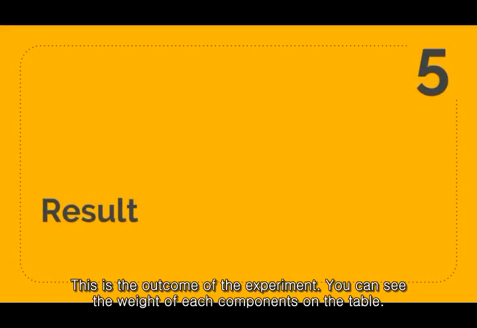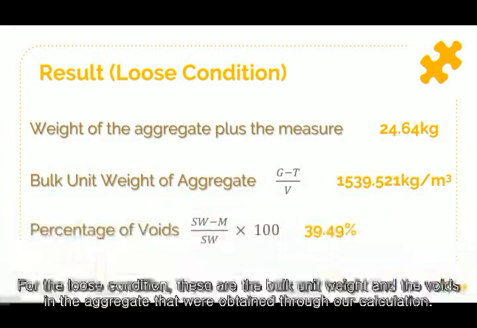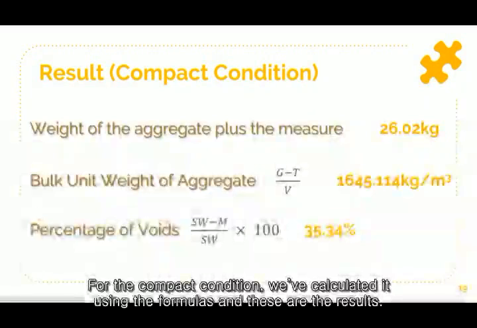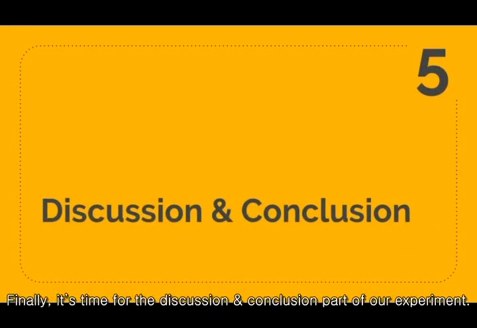This is the outcome of the experiment. You can see the weight of each component on the table. For the loose condition, these are the bulk unit weight and the voids in the aggregate that were obtained through our calculation. For the compact condition, we've calculated using the formulas and these are the results. Finally, it's time for the discussion and conclusion part of our experiment.